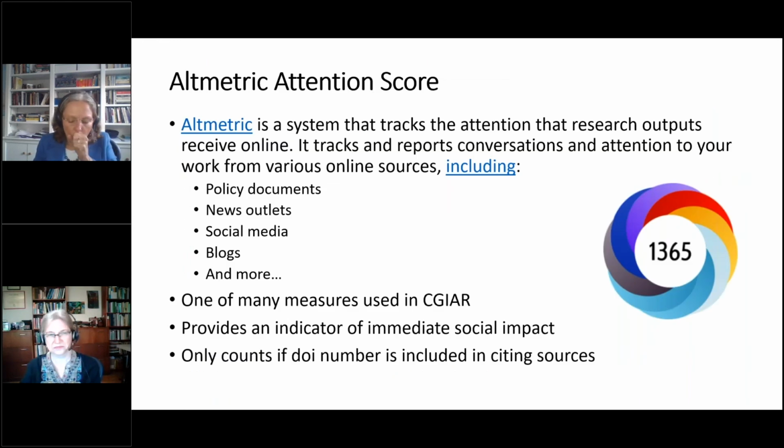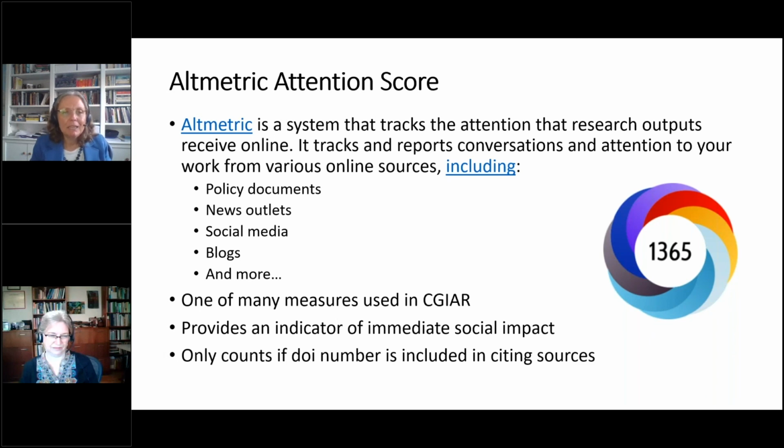So one of the things that's widely used now is the altmetrics attention score, which is a system that's tracking not citations, but the attention that it gets online. So it tracks and reports conversations from various things, from policy documents, all the social media. So if you can get a Twitter conversation going about your paper, blogs, and all of these kinds of things. So this helps you to see whether your paper is getting that kind of initial, immediate attention.